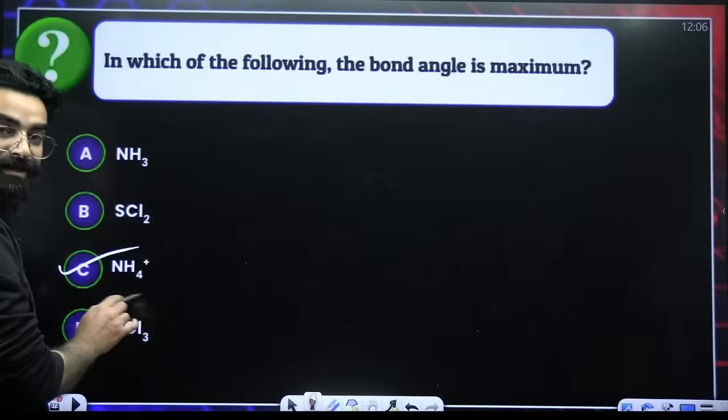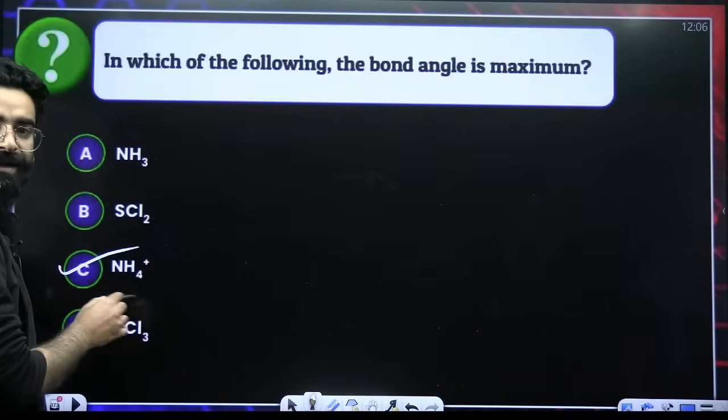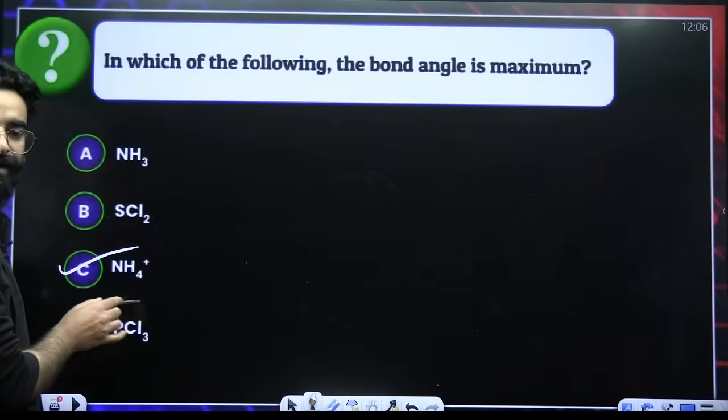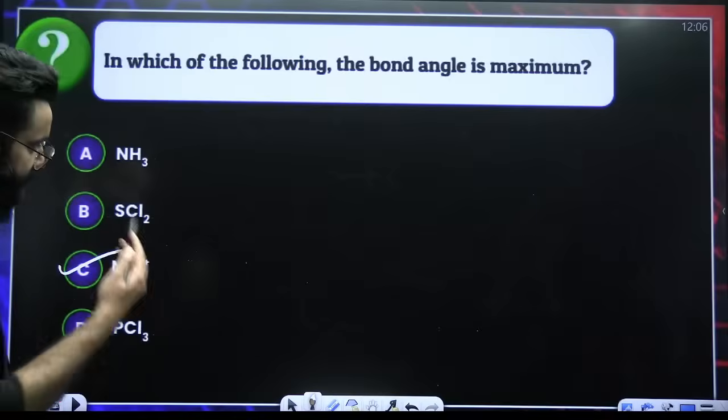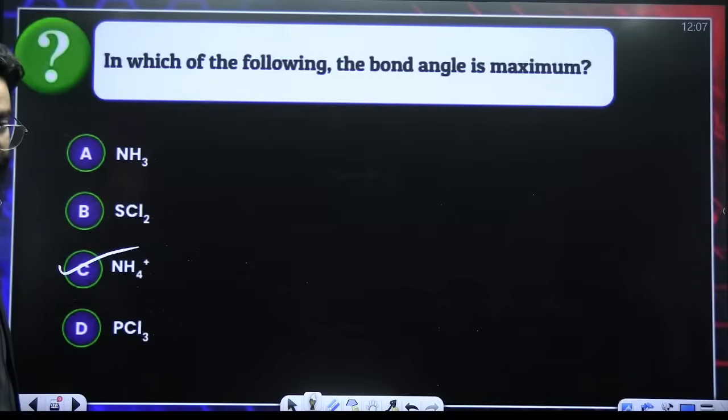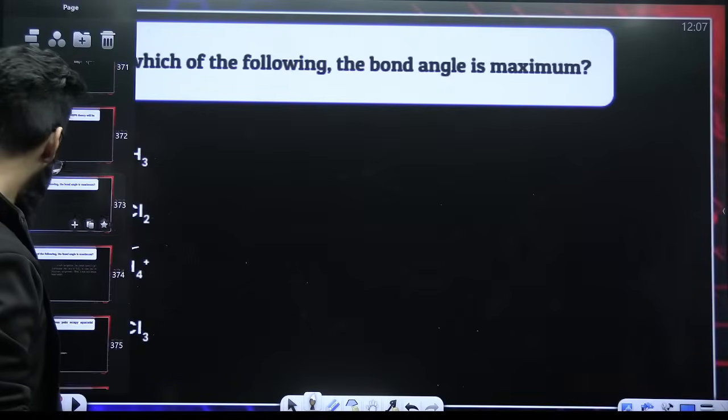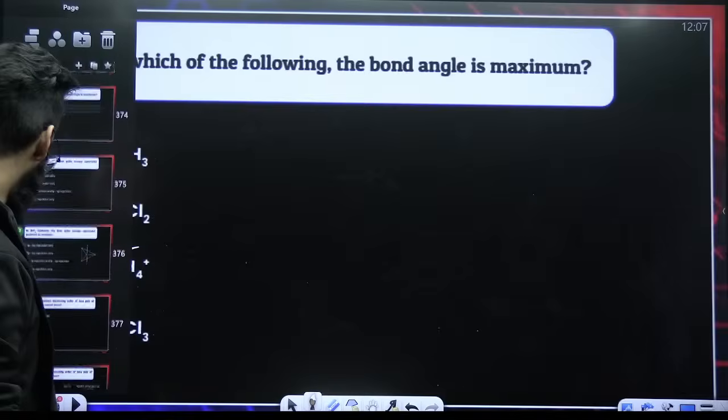It is option C, sp3 geometry. sp3 tetrahedral, 109°28', right? In all the others, it will be less than that, because of the presence of the lone pairs.